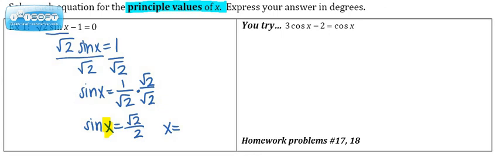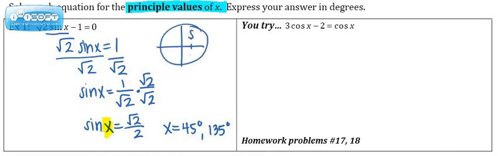And when I solve this, I would get 45 and 135 degrees. However, the directions ask for the principal values of x. So if you recall from chapter 6, sine values, the principal values of sine, are in quadrants 1 and 4. So I need to cross out 135, and my only answer in this type of problem when it asks for the principal values of x is 45 degrees.